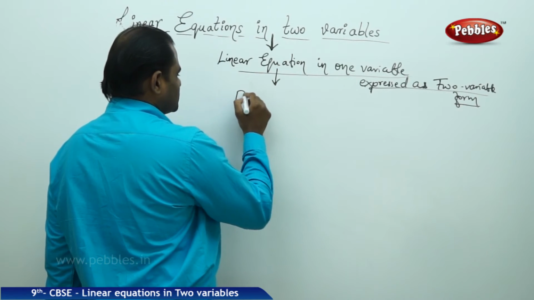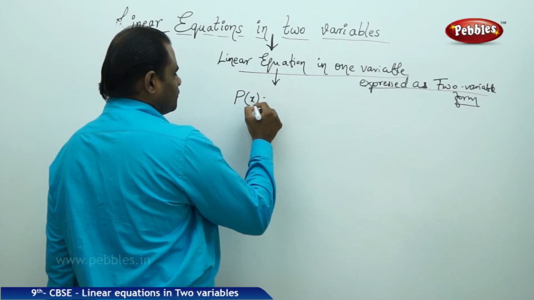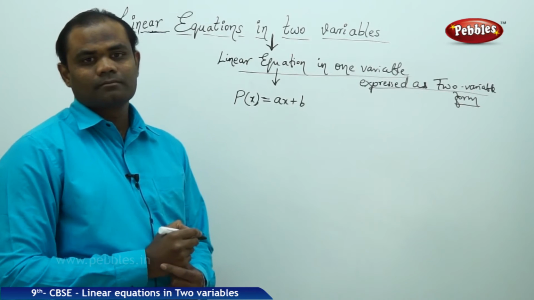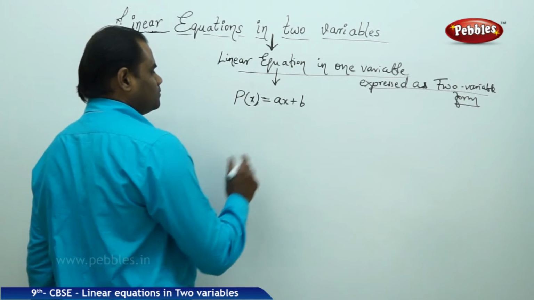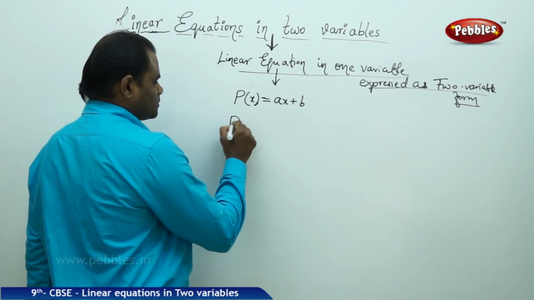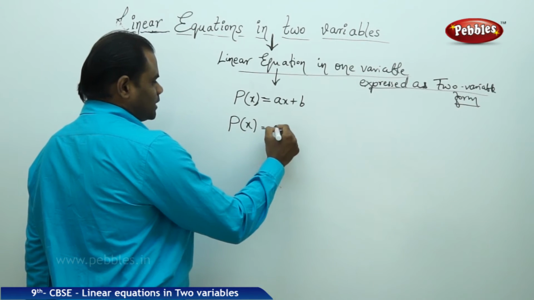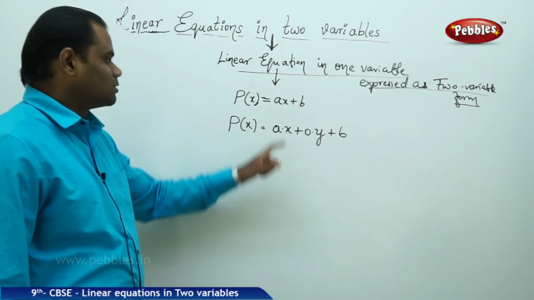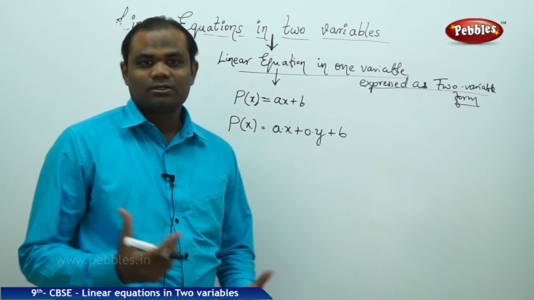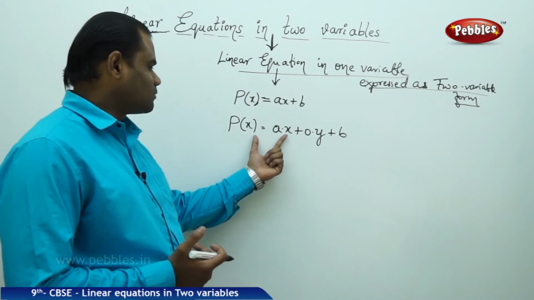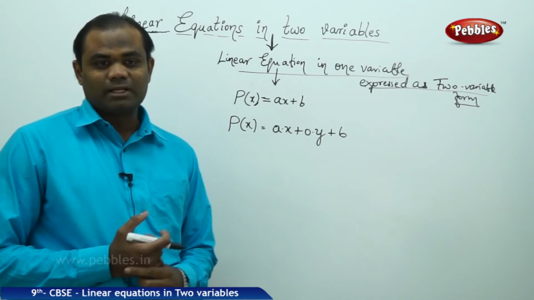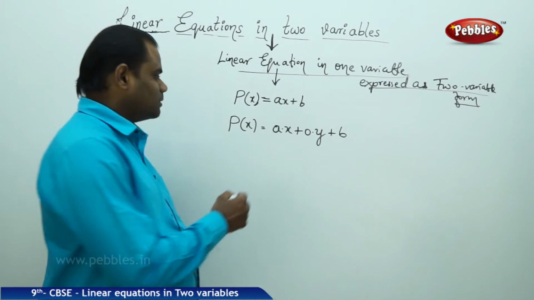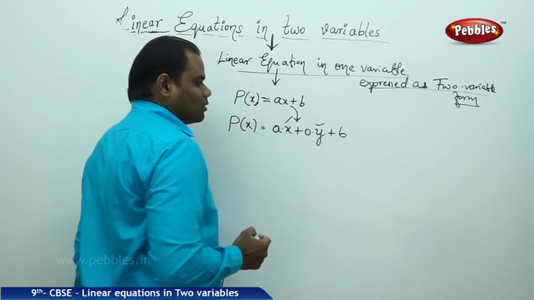So clearly we see that a linear equation in one variable p of x can be expressed in the form ax plus b. So here I write this as p of x as a times of x plus 0 times of y plus b, because when 0 is added to a term it doesn't affect. So I write this in the form ax plus 0y plus b, and hence I get this to be ax with two variables x and y, which is in this form.